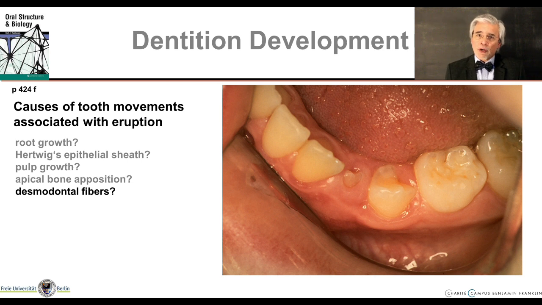So the desmodontal fibers could be the cause for the tooth eruption. That's what is believed to be true today, probably. Of course, it is not quite clear now how the tooth is moved pre-eruptively. In the case of tooth germs that do not yet have any roots, they then also do not have a desmodont. But at least it is now assumed that the post-eruptive force is generated by the desmodontal fibers.